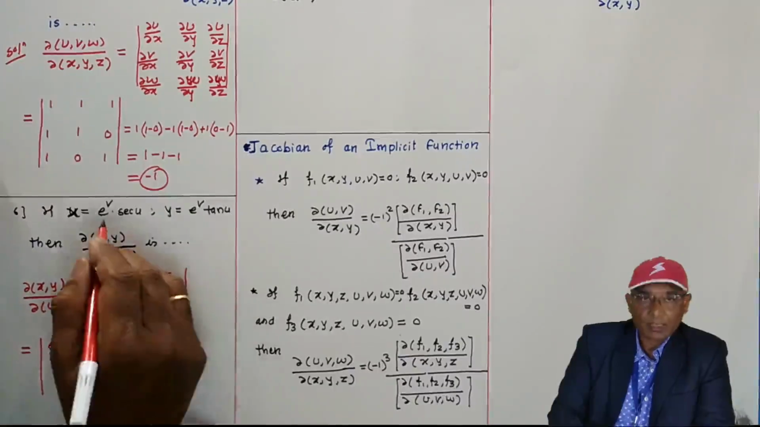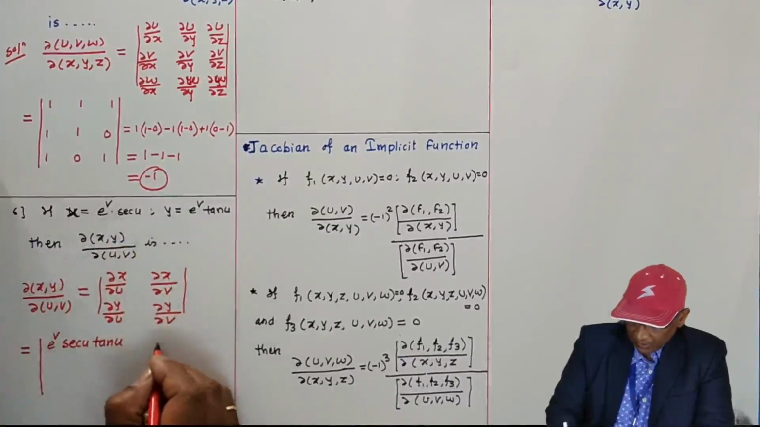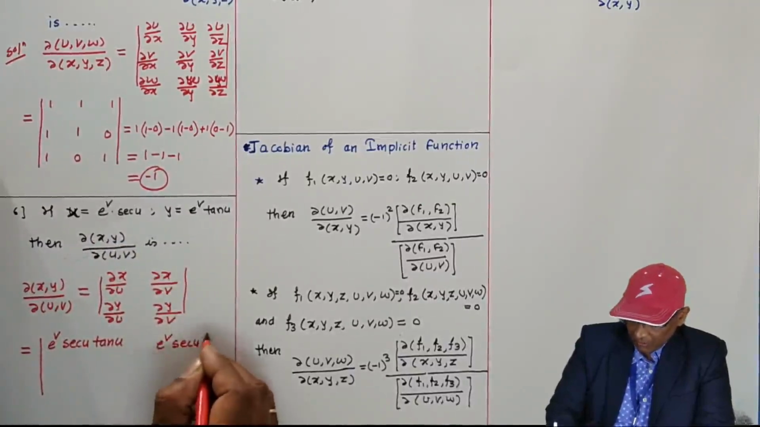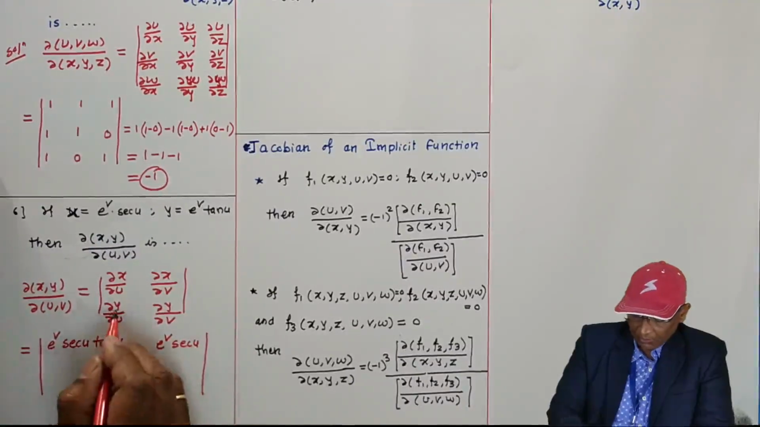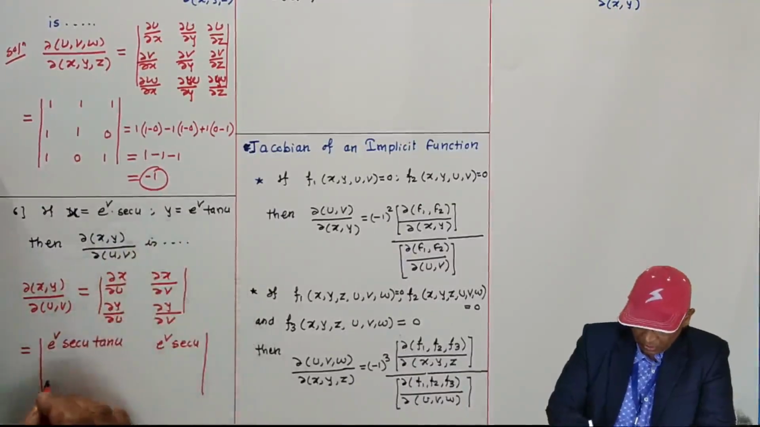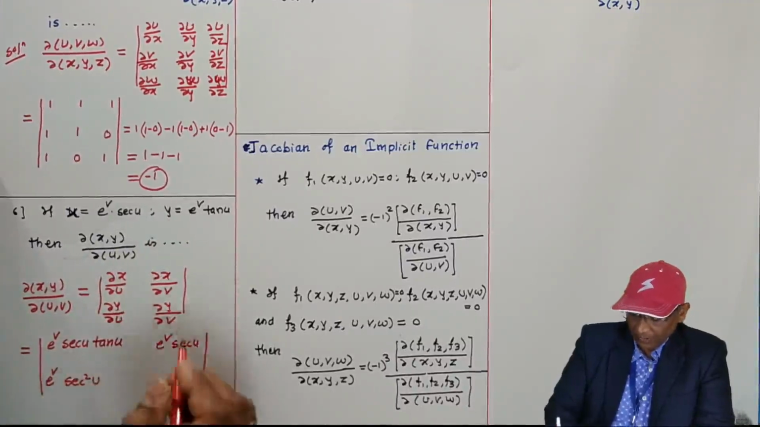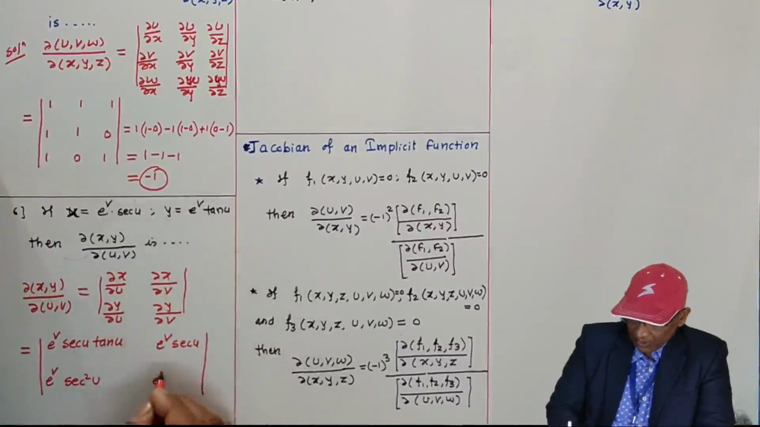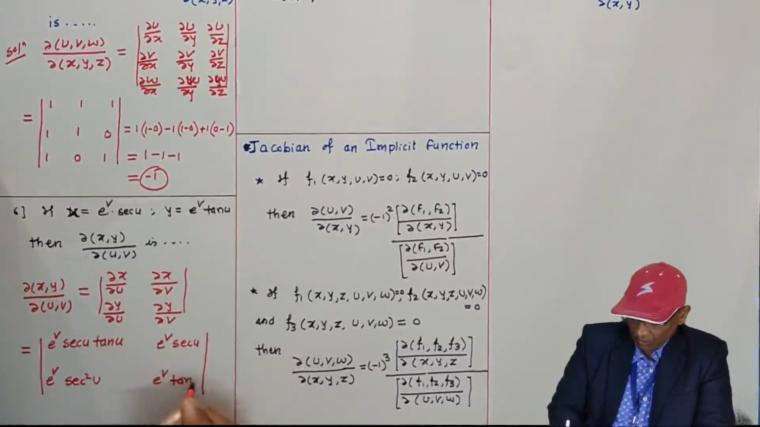Now, del x by del v. Derivative with respect to v. Derivative of e raised to v is the same. Sec u is a multiplicative constant. Derivative of y with respect to u: e raised to v is constant. Derivative of tan u is sec square u. Derivative of y with respect to v: e raised to v derivative is e raised to v and tan u is a multiplicative constant.